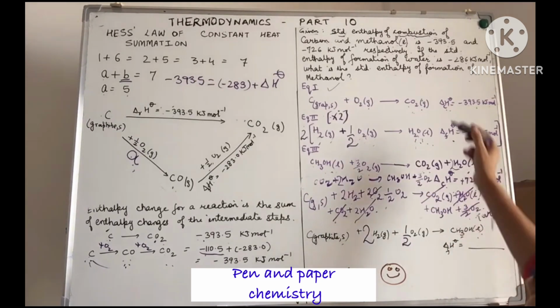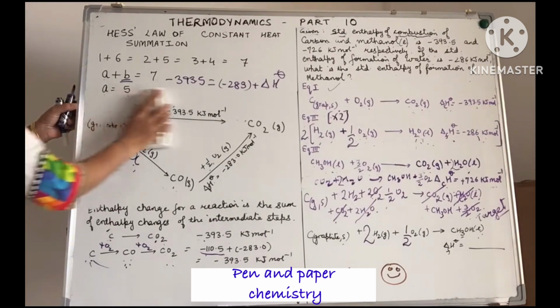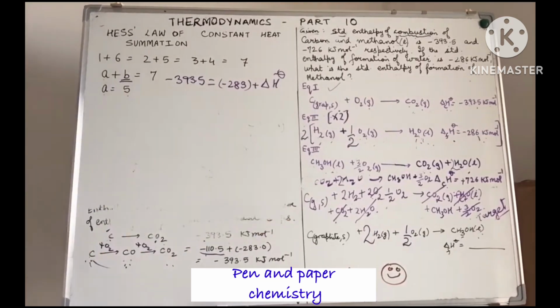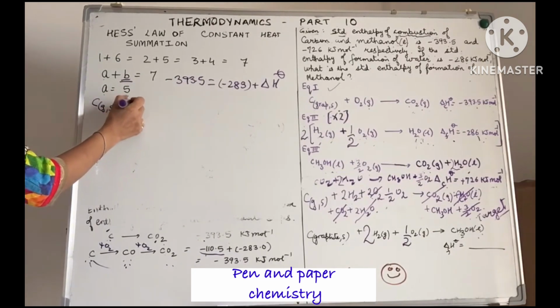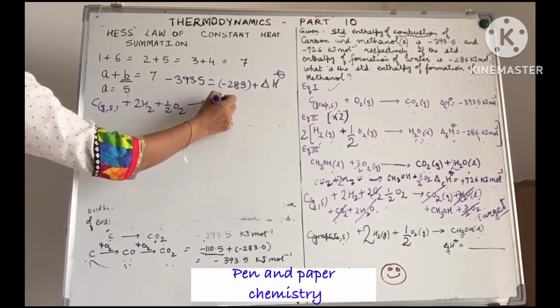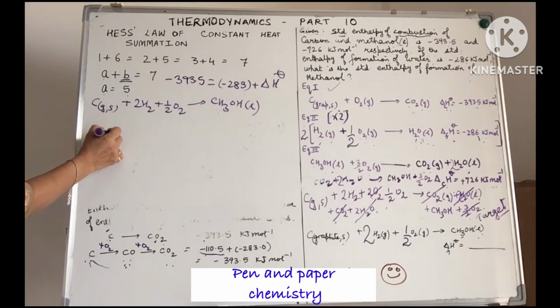So what did we do? We took the first equation, we took the double of the second equation, and we subtracted the third equation, or alternately, we reverse the third equation. So how do we write our calculations? So if you notice, we've got the final equation, carbon, graphite solid, plus 2H2 plus half O2 gives us CH3OH liquid. Let's find out the delta H naught value from this equation.